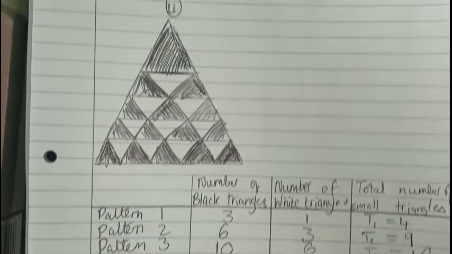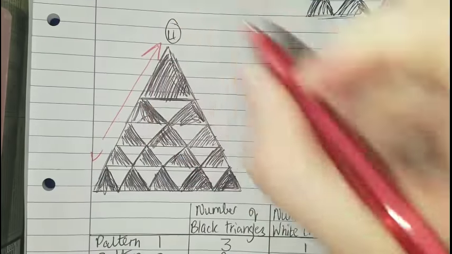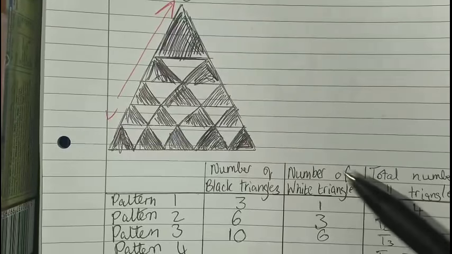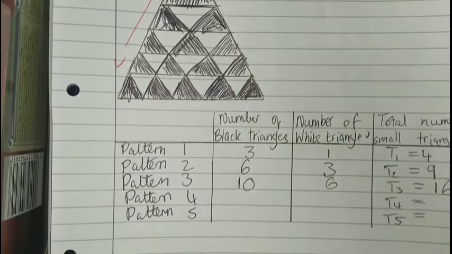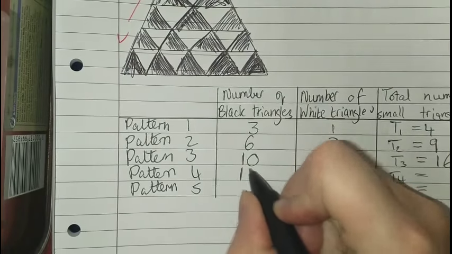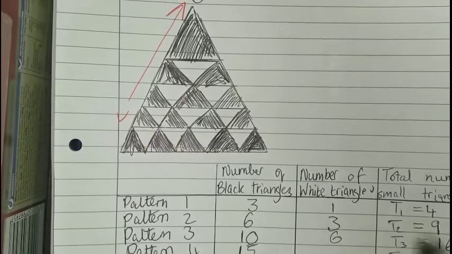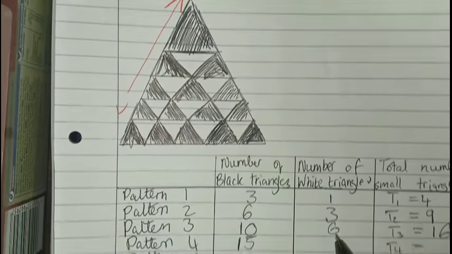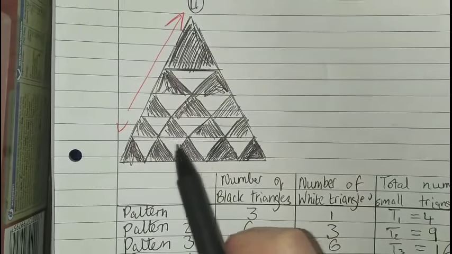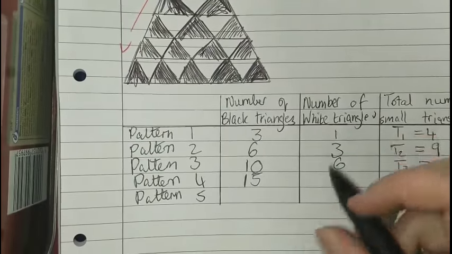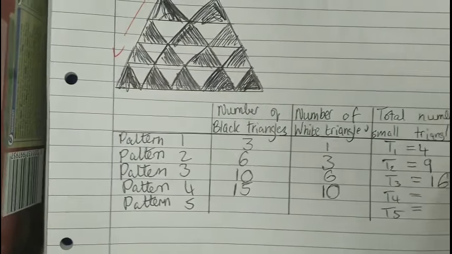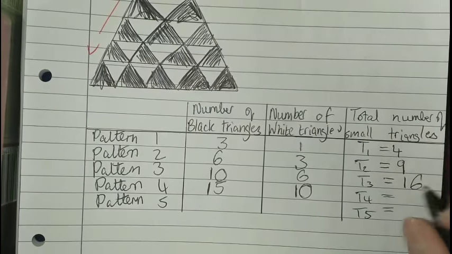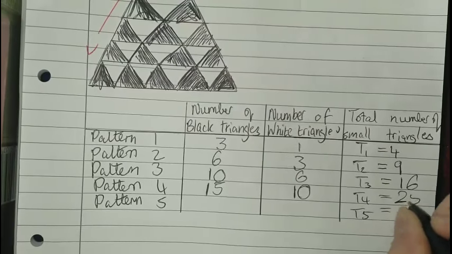So then in pattern number 4, up until the last row, we have already counted in our last one. So there are 1, 2, 3, 4, 5 more black triangles. So there's 15 black triangles, and there were 6 white triangles from the last one. So there's 1, 2, 3, 4 more, so that's going to give us 10. So the total number of triangles is going to be 25.